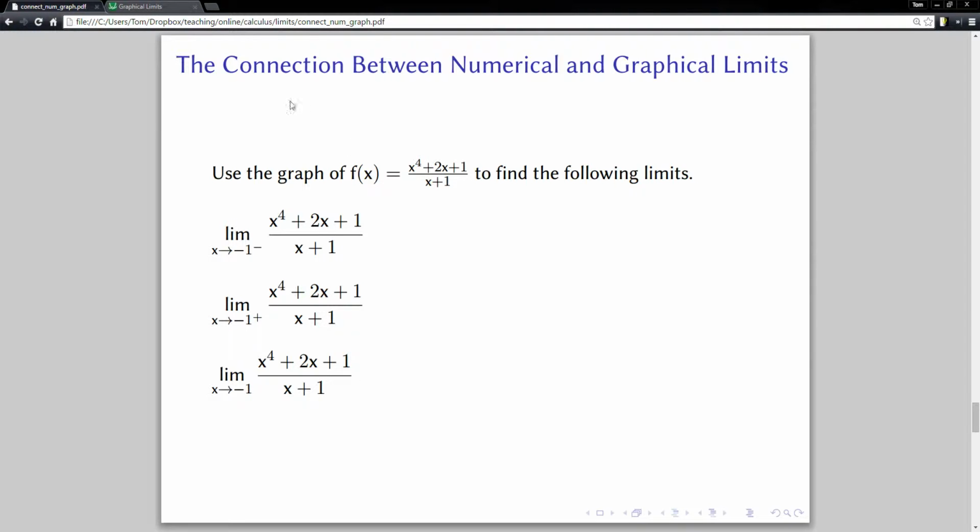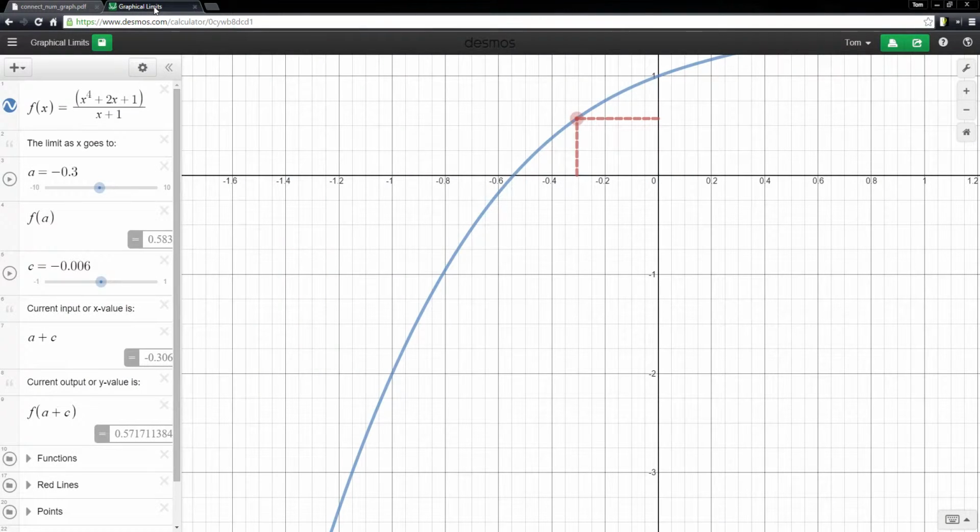And so the graph I have over here in Desmos, I'll share this with you so you can use this if you like. Here is the function just typed in there. f of x is this rational function, and so here's the graph. You may have to zoom in and out to get a good picture of where you're taking the limit, and we want to take the limit at -1. That is where we want to take the limit.